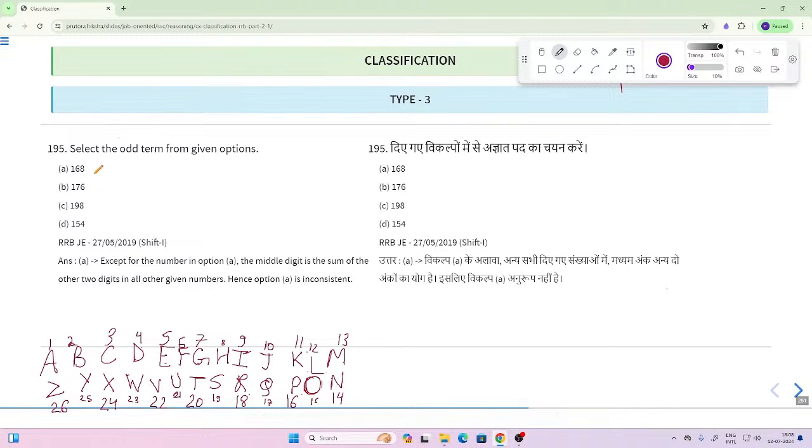Select the odd term from the following: 168, 176, 198, 154. Except for option A, the middle digit is the sum of the other two digits in all the other numbers. So 1 and 8 is 9, it doesn't fit. 1 and 6 is 7, 1 and 8 is 9, 1 and 4 is 5. The pattern is broken in A.